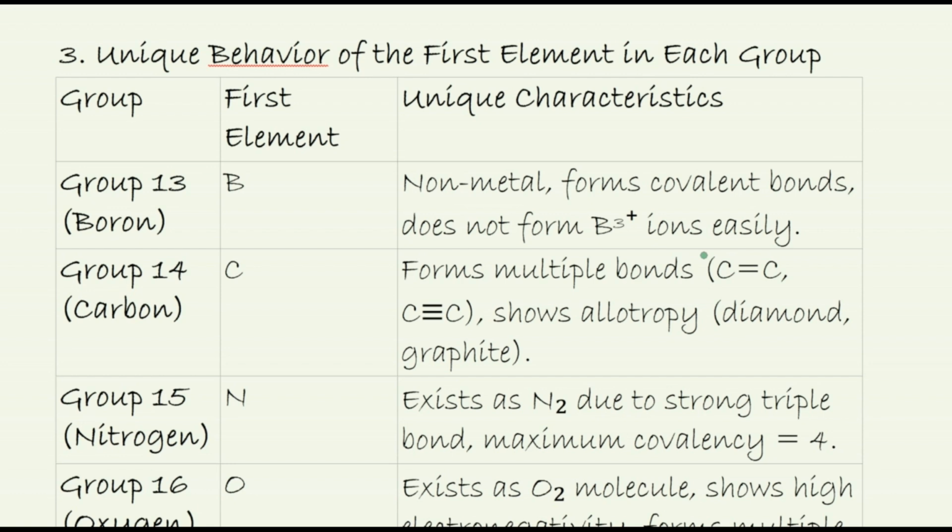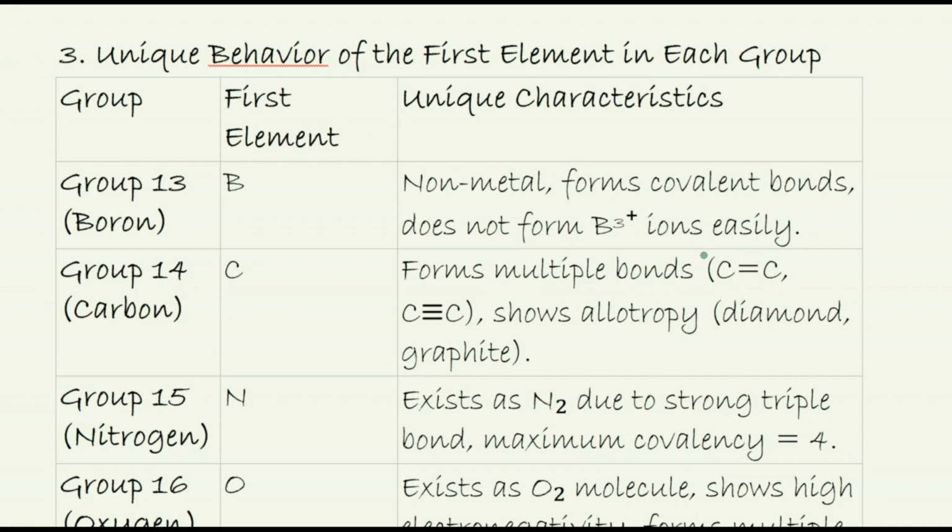Let's start with group 13, the boron family: B, Al, Ga, In, Tl. Boron exhibits these properties: this is a non-metal, forms a covalent bond, which is nothing but the sharing of electrons. It does not form 3+ ions easily. But other elements like aluminium and gallium easily form 3+ ions, right? Then carbon, group 14, first element, forms multiple bonds.